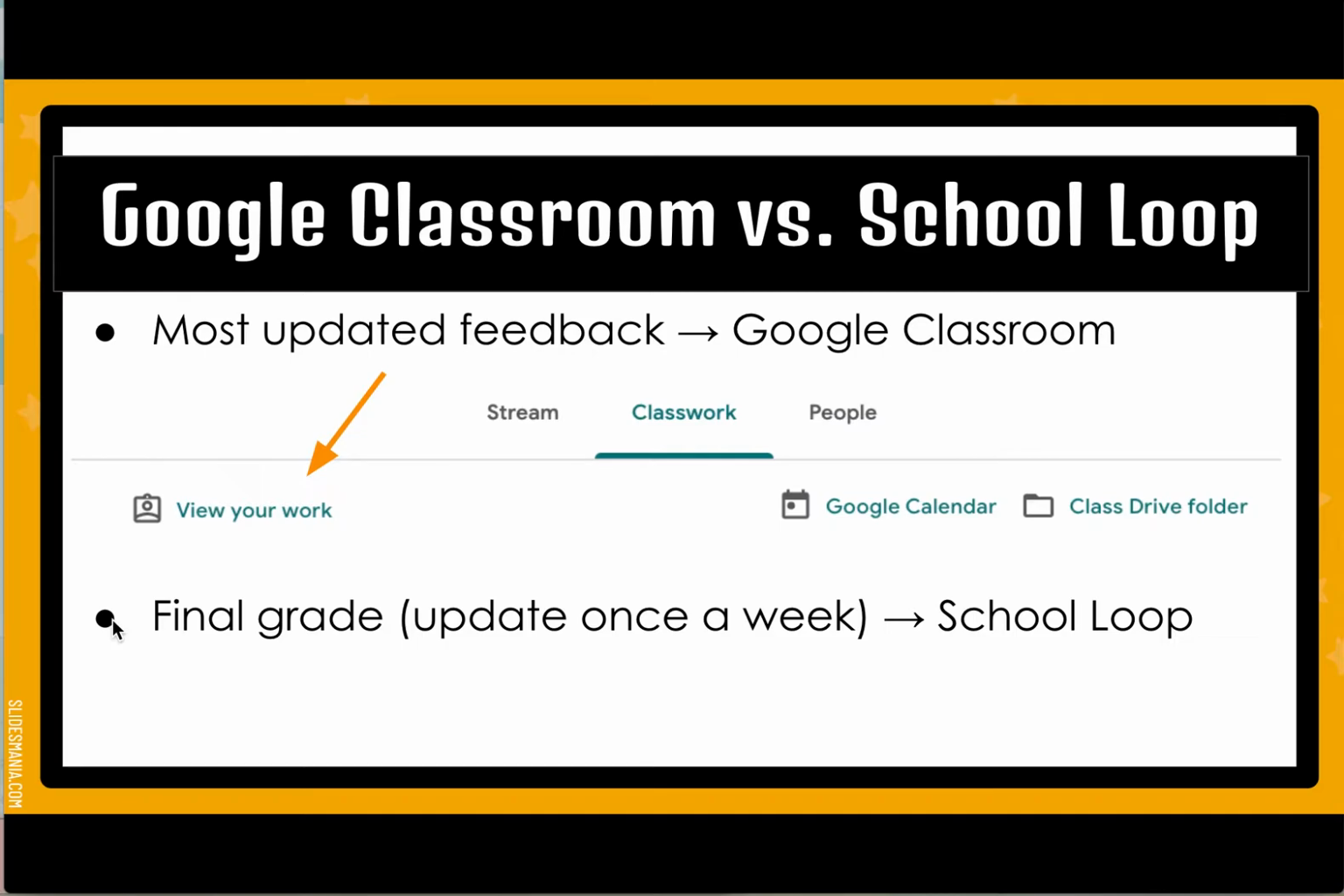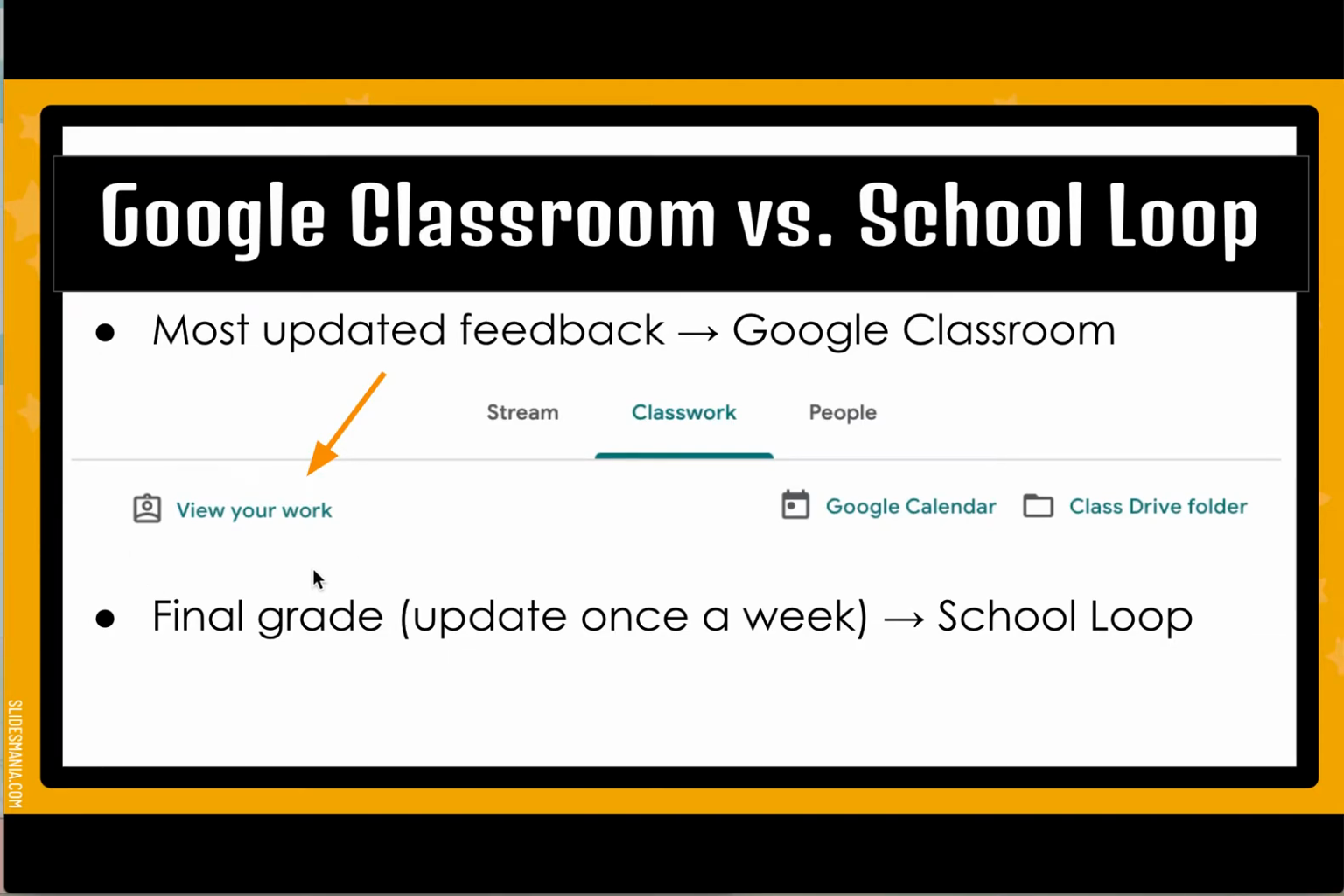I also want to emphasize the difference between Google Classroom and Schooloop. Now, in Google Classroom, this is where you can find the most updated feedback. When you go into your Google Classroom and click on classwork, you will see a button that says view your work. If you click on that, you will be able to see all the feedback you get for all the assignments. So it will be detailed feedback saying, for example, you got all the questions right, great job, or it will say that you only got 4 out of 10 questions right, please redo it to get a higher credit. So that feedback will be placed in Google Classroom.